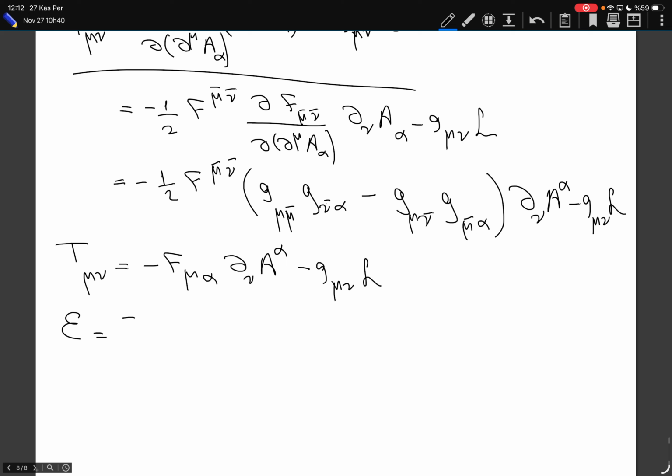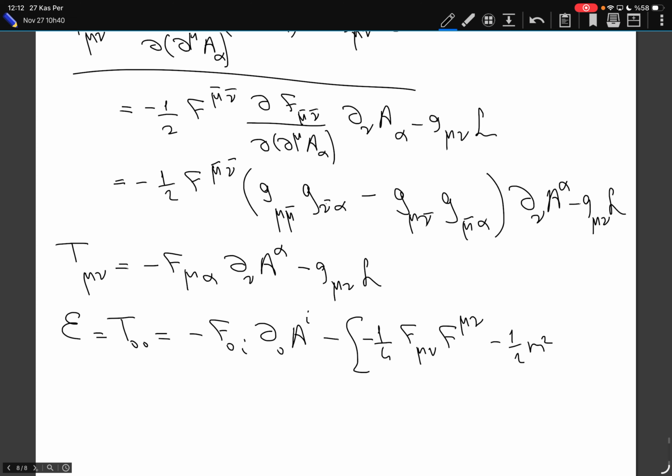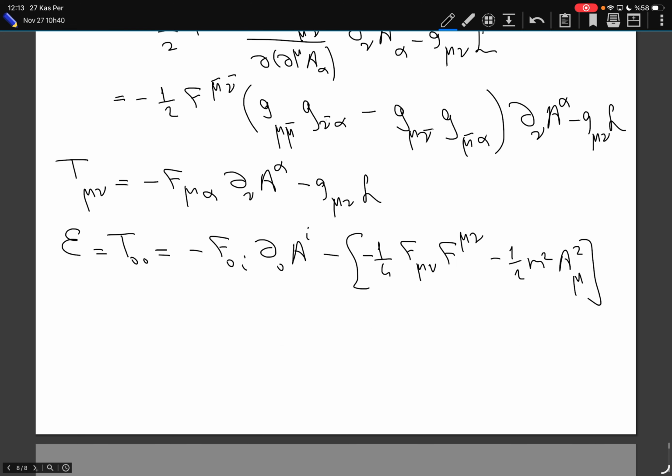Energy density is T00, which will be minus F0 I del 0 A I minus my Lagrangian, which is minus 1 over 4 F mu nu squared minus 1 over 2 m squared A mu squared. Okay, this is my energy momentum tensor. Now we should write it explicitly, but let me use some shortcuts. What is F0I?